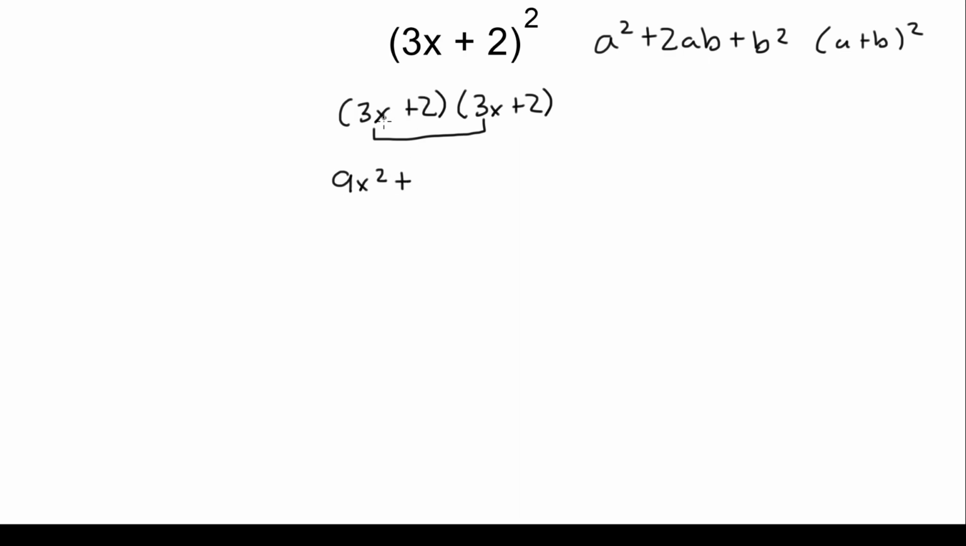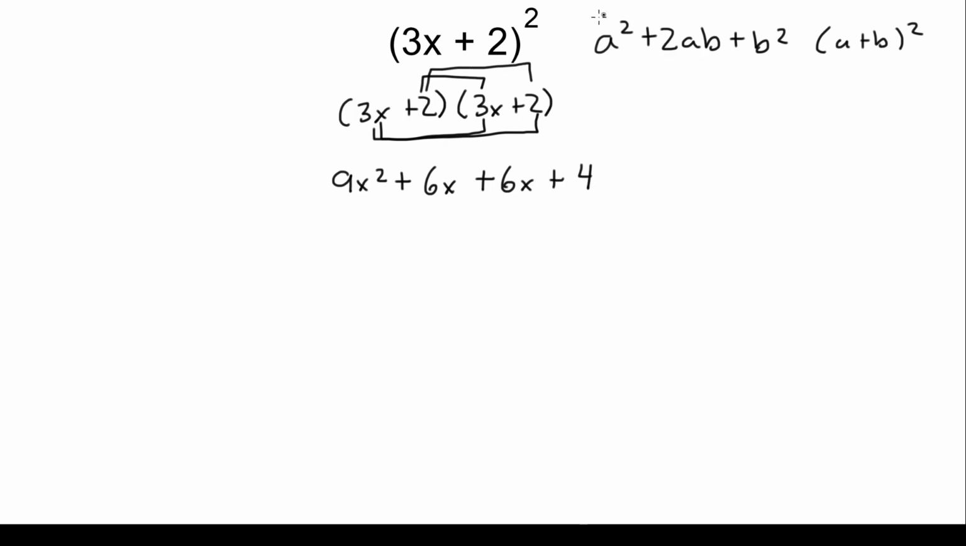Then plus, we're going to do the first term by the second term. So 2 times 3x would be 6x. And then we're going to do the second term. So the second term by the first term is the exact same thing we just did. So it's 2 by 3x, which gives us another 6x. And then we have the second term by the second term, which is 2 times 2, which is 4.